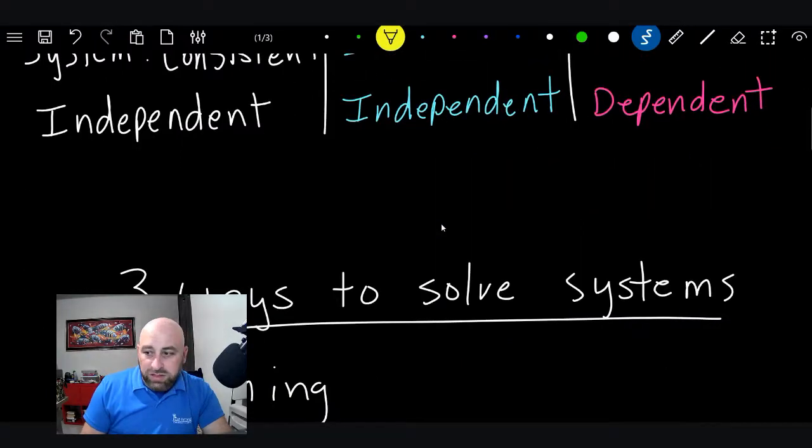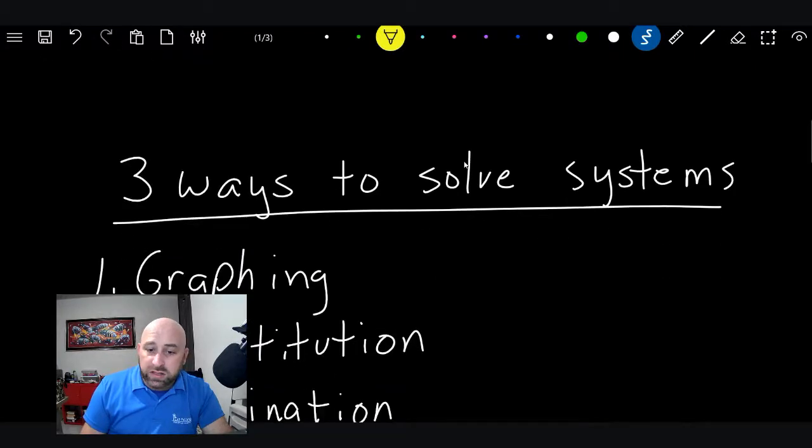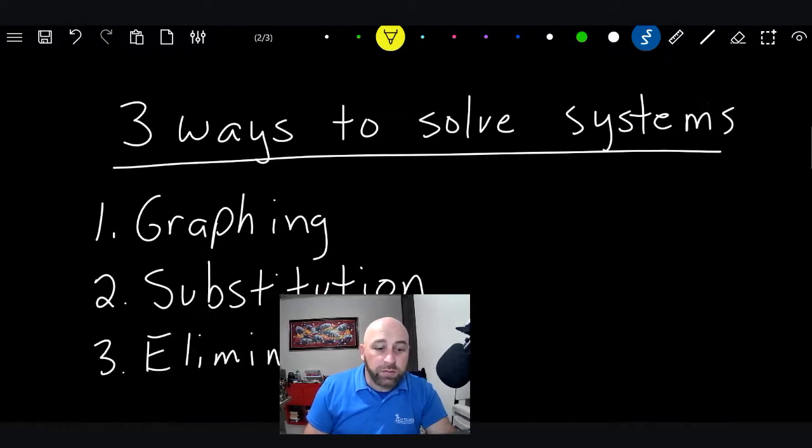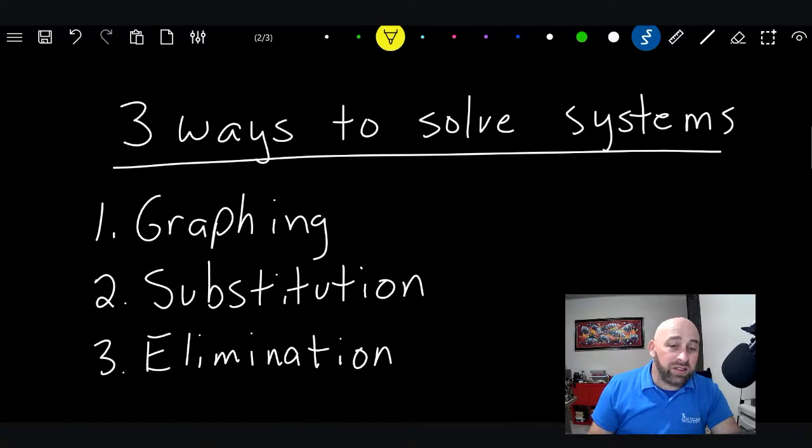All right, some good basics for you to remember. Those are all things that we did talk about last year in Algebra 1. The next thing I want to talk about is the three ways to solve these. Number one, we have graphing. You could put the systems of equations onto a piece of graph paper, and wherever they cross, you would be able to see, oh, there's the solution right there.